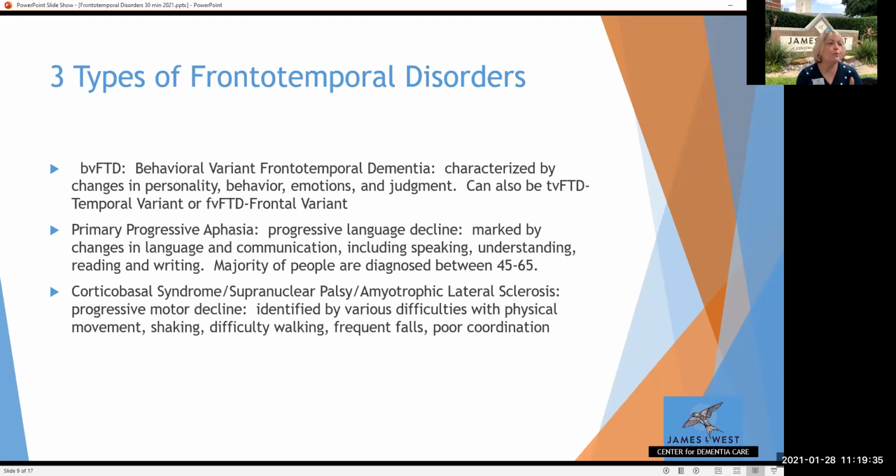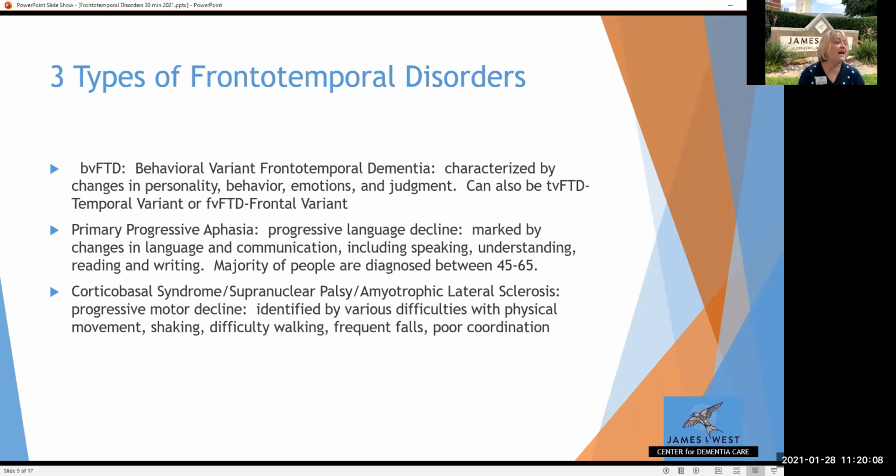Then there's primary progressive aphasia, which is a progressive language decline. They usually present with changes in language and communication first. So these people many times get misdiagnosed as having had a stroke, because they're starting to have difficulty with their language first. It can be speaking, understanding, reading, writing. Most people who have primary progressive aphasia are diagnosed between 45 and 65.